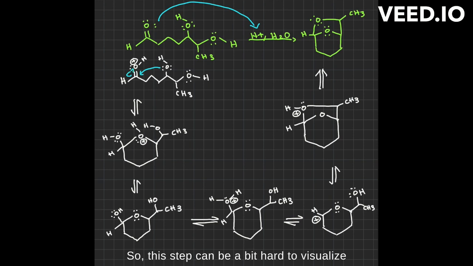So this step can be a bit hard to visualize just because this is when the ring is being formed. So my tip for you is to count the carbons in between the carbonyl carbon that's being attacked and the carbon to which the alcohol that's doing the attacking is attached. So if we go ahead and count these carbons, this can be 1, 2, 3, 4, and 5. So we know that there needs to be 5 carbons in this ring that's being formed.